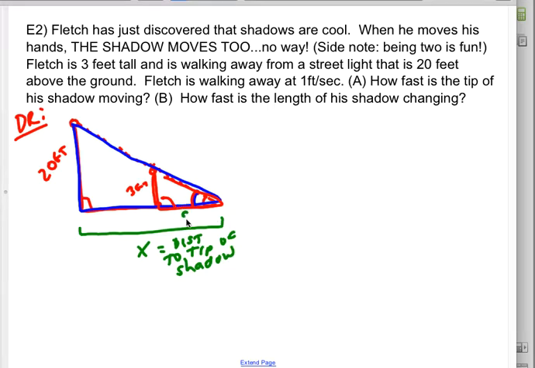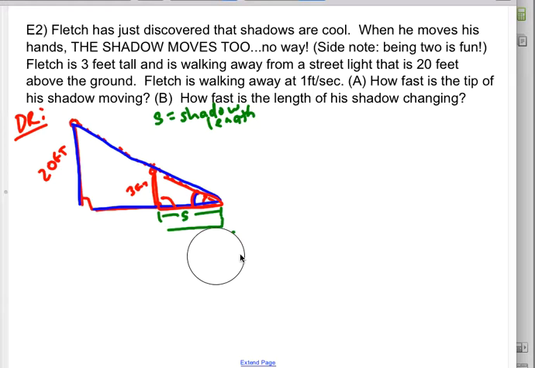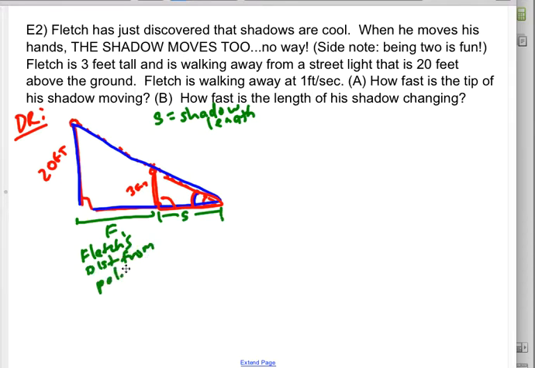And then you could use, let's say, S for the length of the shadow. So S is the shadow length. That's one way to do it, but I think that's actually not the easiest way. I think the easiest way to do this problem, the slightly better option, is to call this F, Fletch's distance from the pole. So the trick is that the length of his shadow is this whole thing, or the tip of his shadow rather.